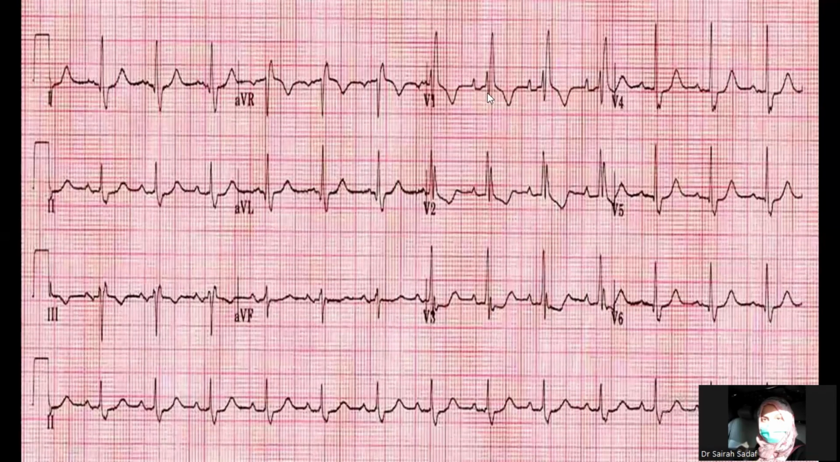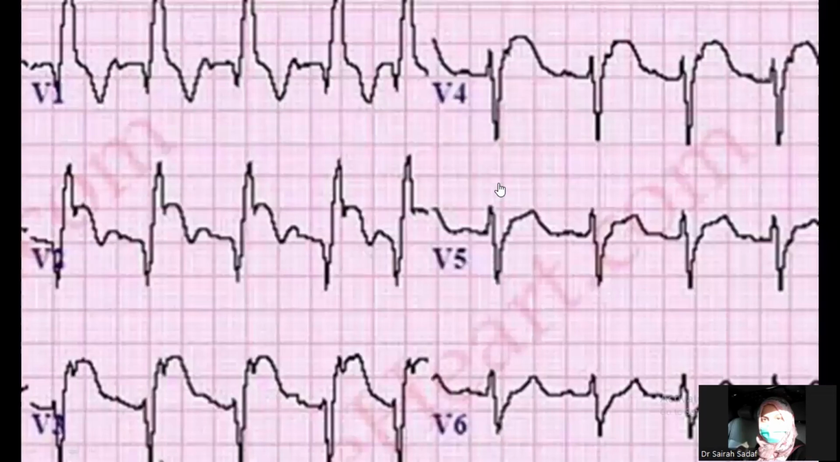Now, which one is this? This is V1, this is V6. So what is this? This is a very beautiful RBB. Not for the patient beautiful, but for you to understand it. RBB. What is this?